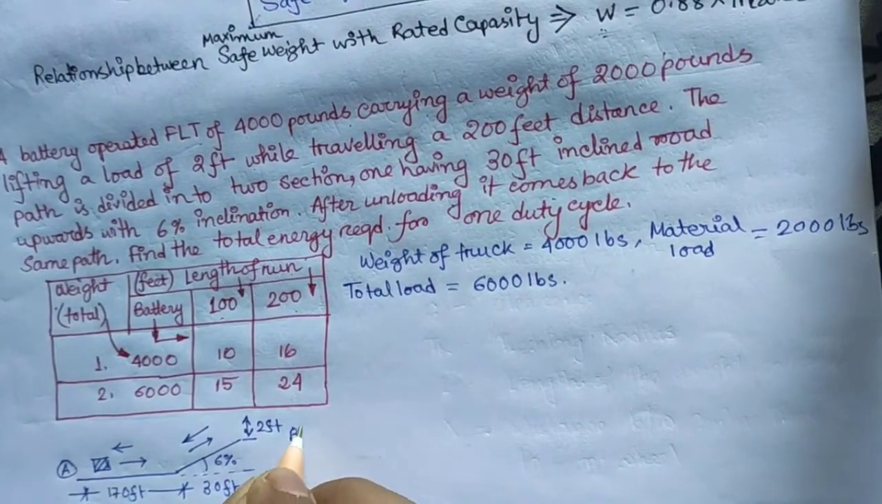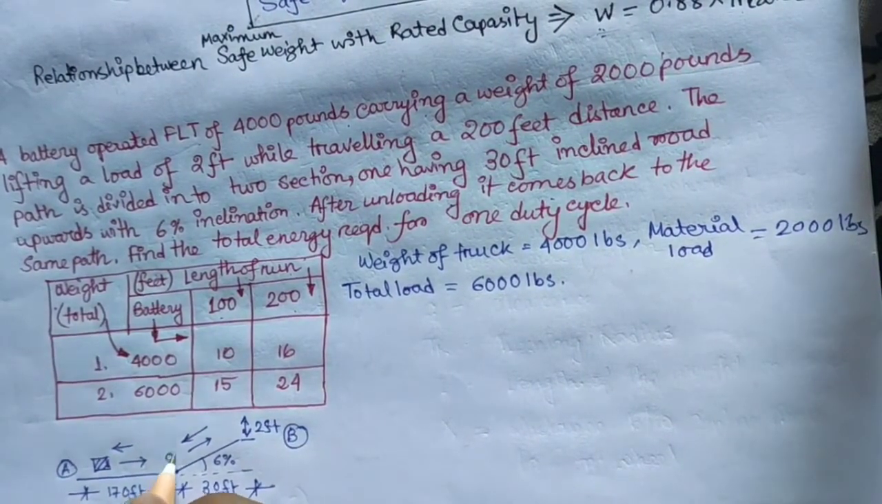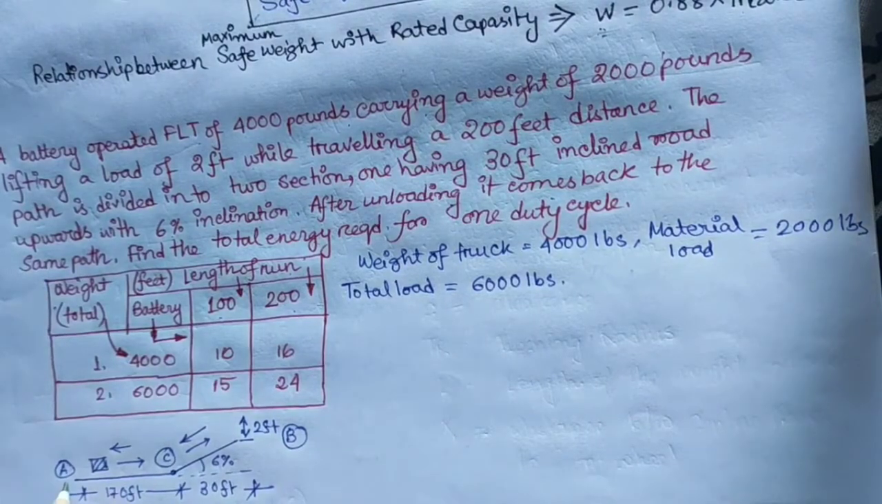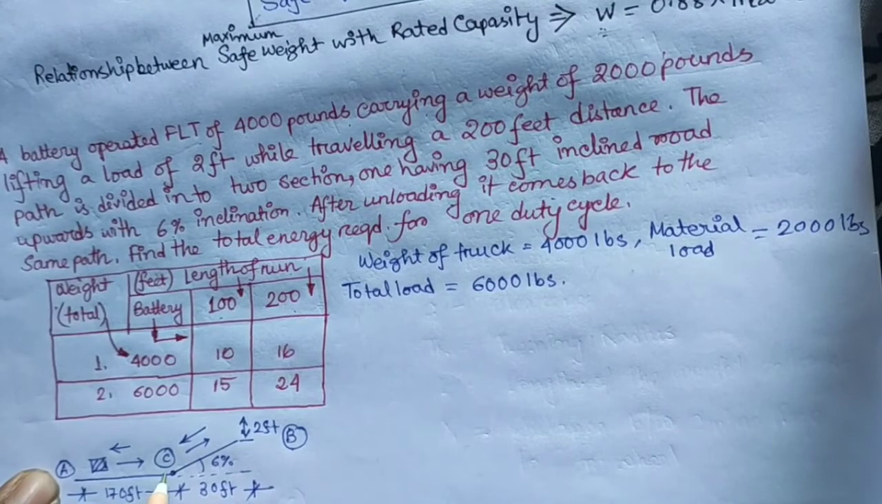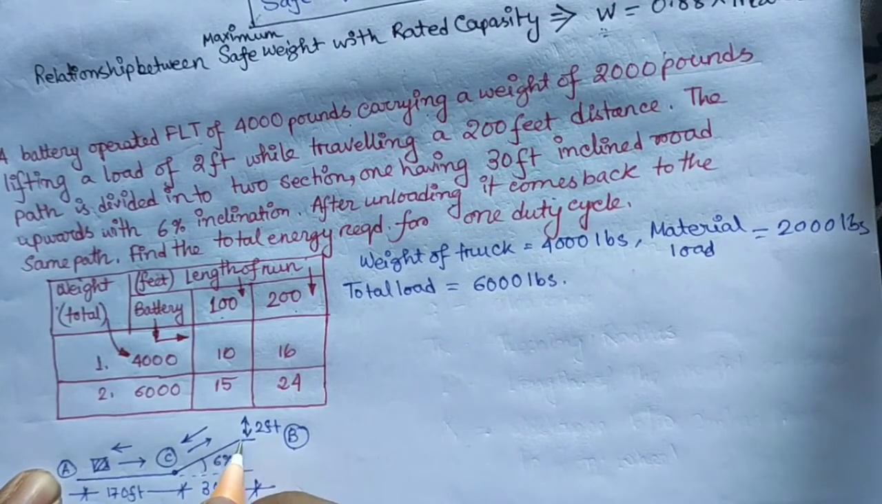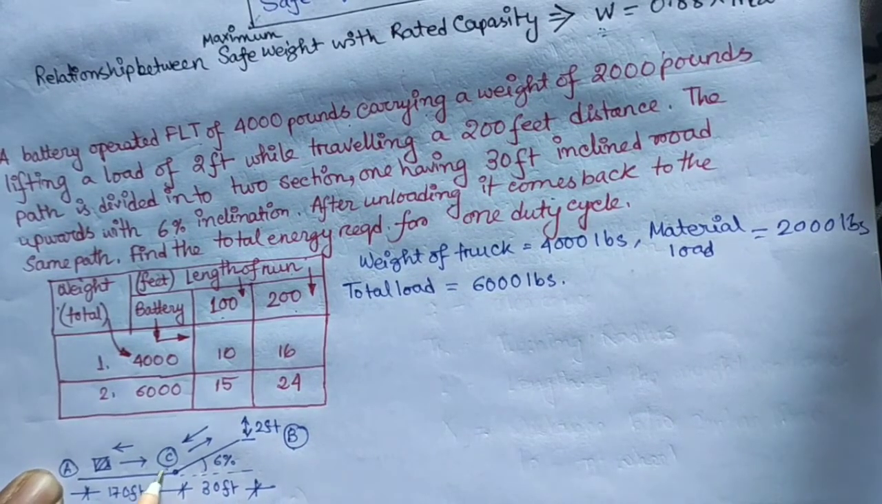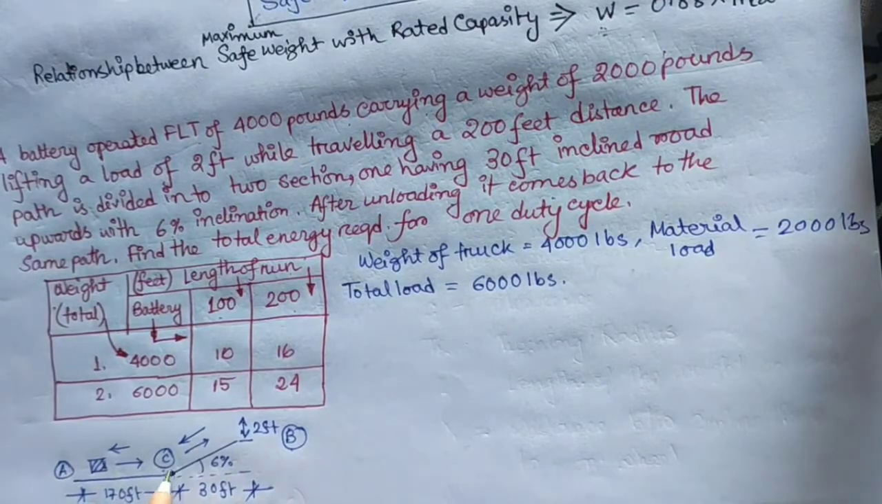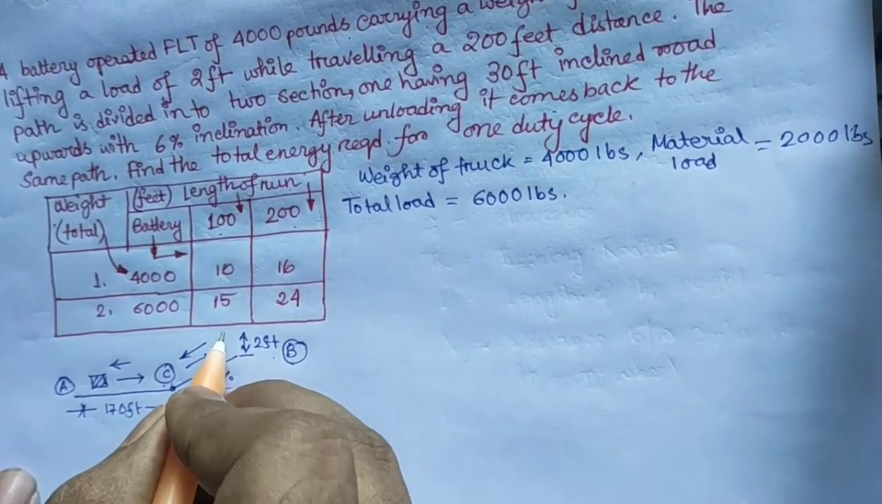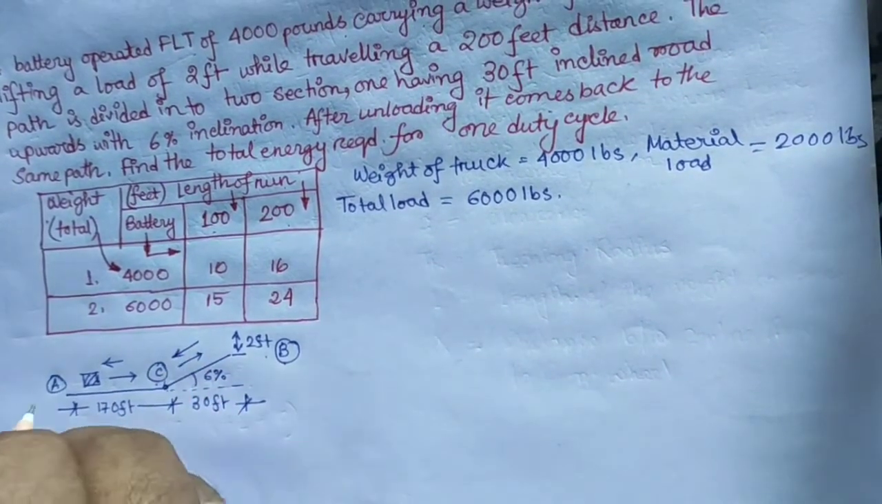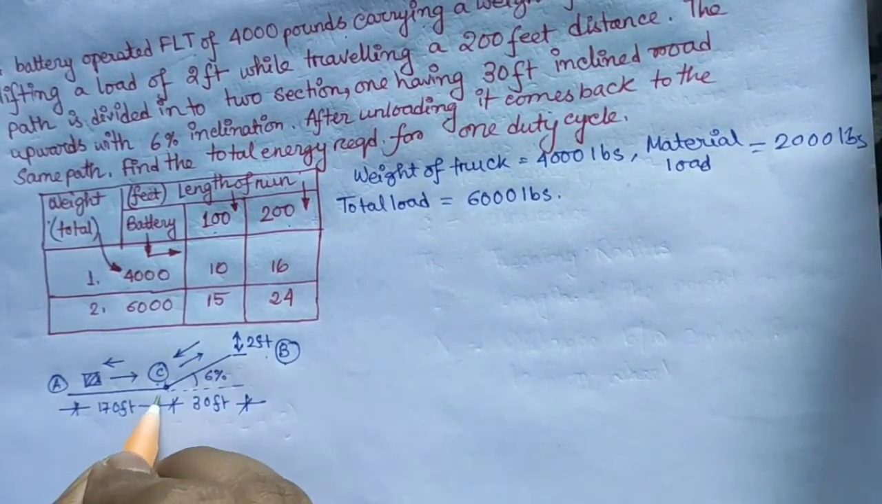So A is the position of the starting, B is the position of unloading, C is the point where the path becomes inclined. Okay, so A to C, this path is actually horizontal path, and C to B, this path is actually inclined path. Now we have to calculate separately for horizontal path.